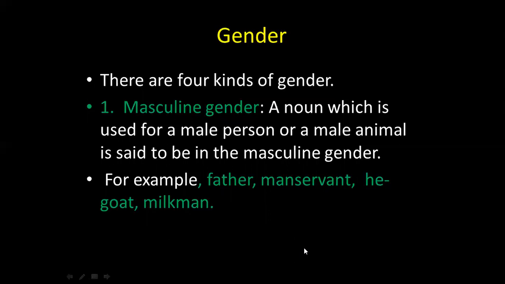A noun which is used for a male person or a male animal is said to be in the masculine gender. A noun used for a male person or a male animal will be known as masculine gender. Example: father, manservant, he-goat, milkman.